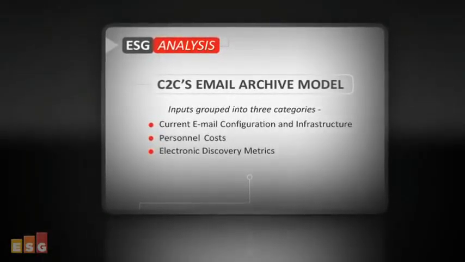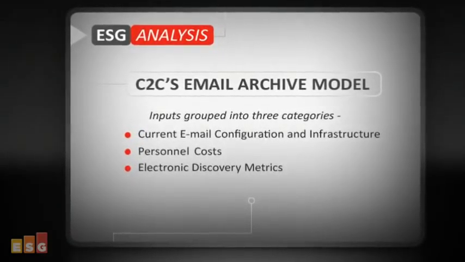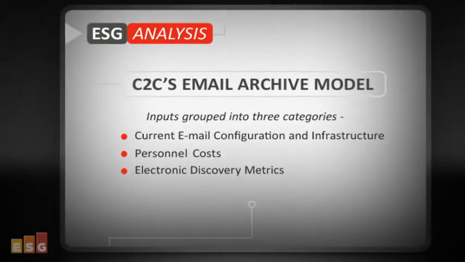Before we get into the specific metrics that I find intriguing, let's spend some time reviewing some of the standard model components. For the most part, C2C's model has the traditional inputs, which are grouped into three categories. The first category centers on a customer's email application environment and the associated storage to support that environment. It is important to note that customers are asked to account for personal archive file storage consumption. These are more commonly known as PST or NSF files.